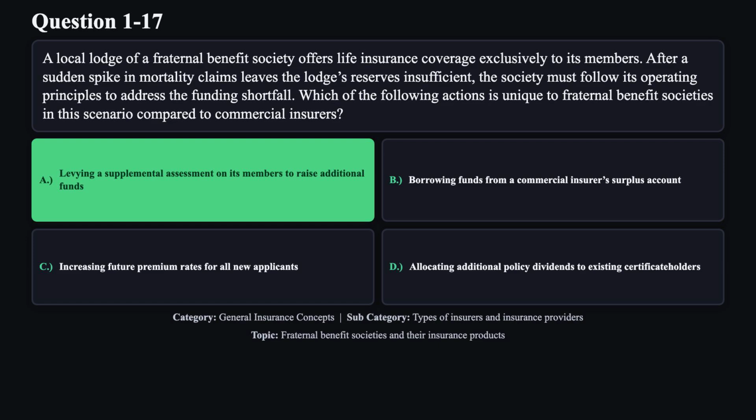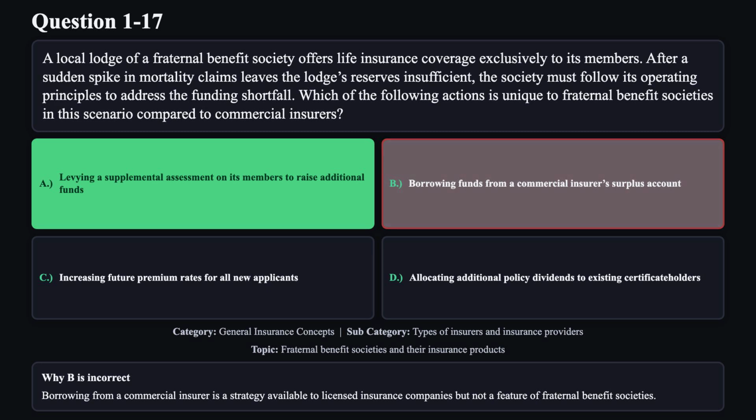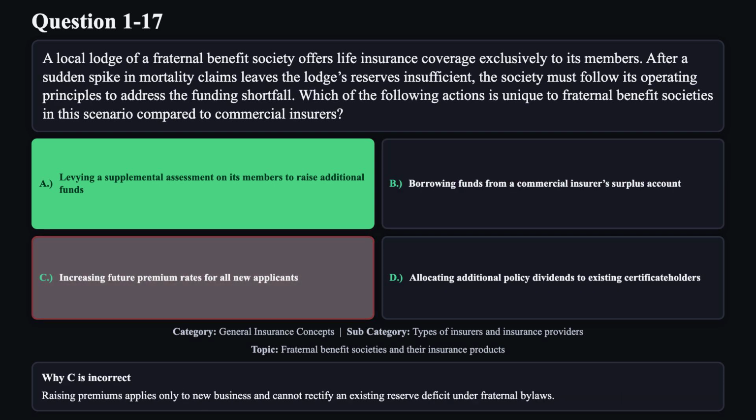The correct answer is A. The correct answer is the supplemental assessment scheme, which fraternal benefit societies may impose on their membership under their governing bylaws to cover unexpected claim expenses. Reason B is not correct. Borrowing from a commercial insurer is a strategy available to licensed insurance companies, but not a feature of fraternal benefit societies.